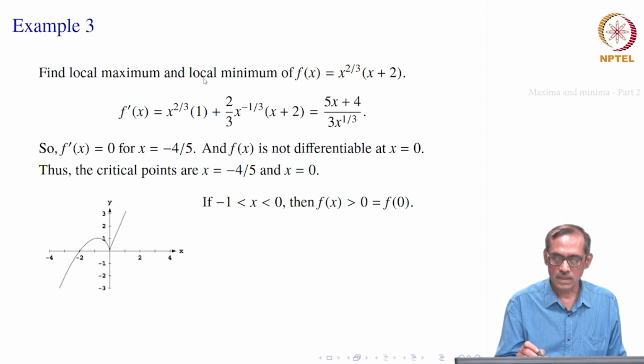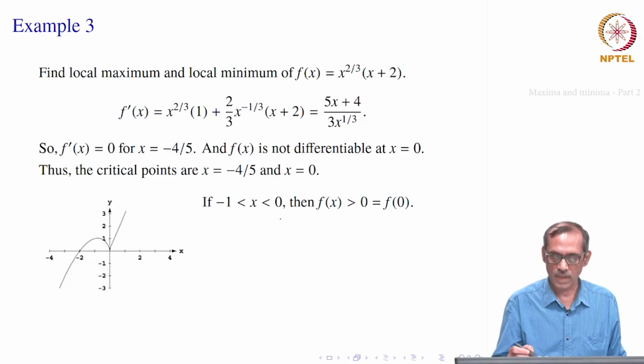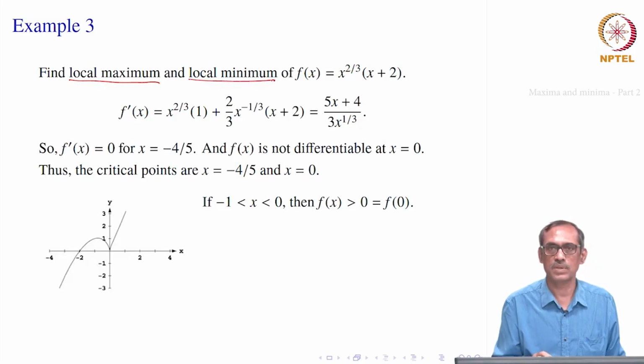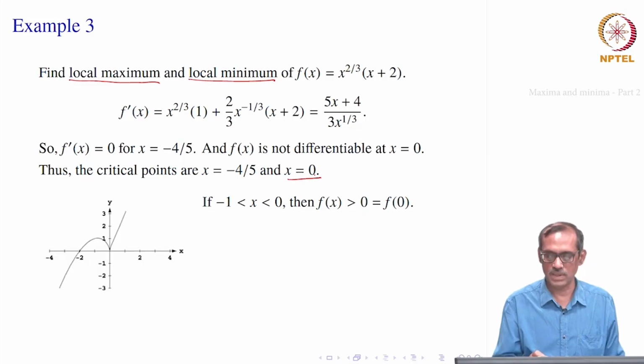Okay. So, how do we go about it? If you go for absolute maximum or absolute minimum, you just substitute x equal to minus 4 by 5, find out f of minus 4 by 5, f of 0 is 0 of course, and whichever is larger will be the maximum, whichever is smaller will be the absolute minimum. But we want local maximum and local minimum. So, that means in some neighborhoods of minus 4 by 5 and of 0 we have to compare. So, let us take 0 first, that will be easier.